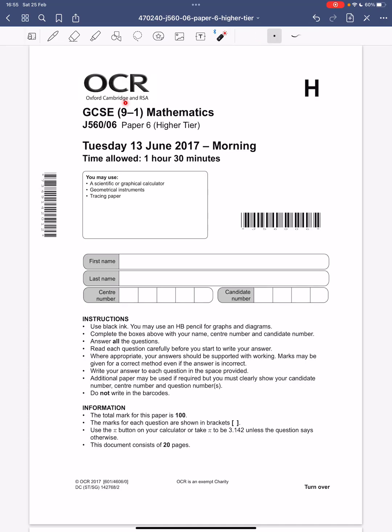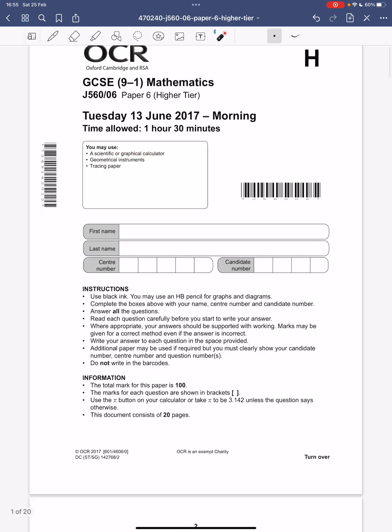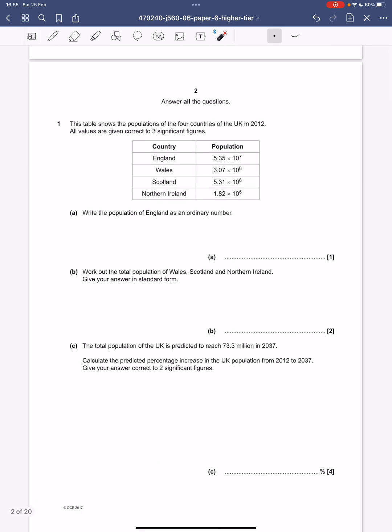So this week it's OCR GCSE Maths, June 2017, and it's paper 6, and we're allowed to use a calculator. Okay. Question 1. The table shows the populations of the 4 countries of the UK in 2012.